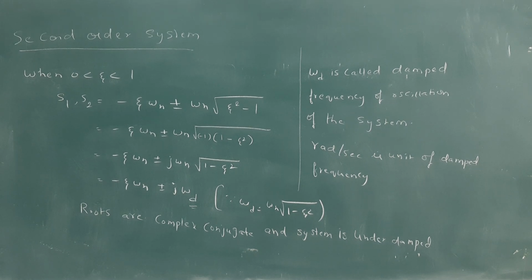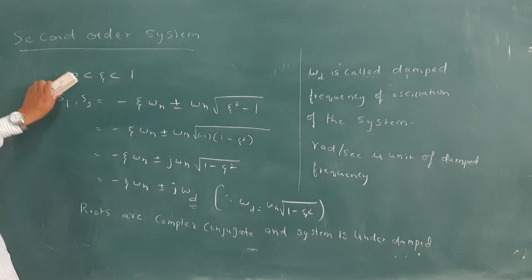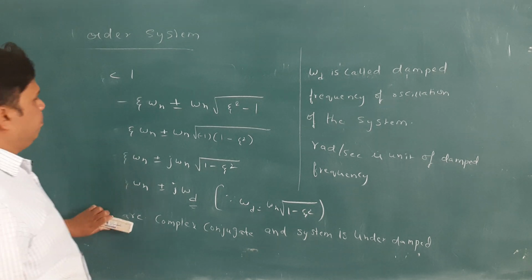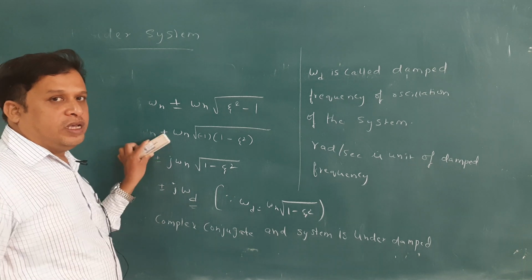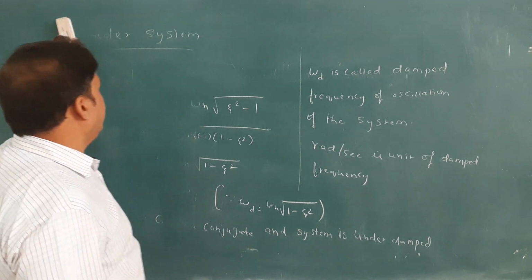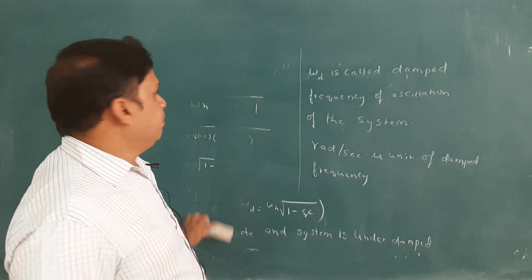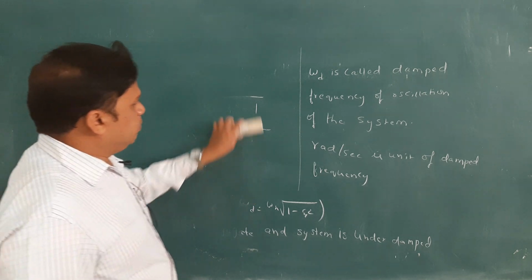So now we will see the response of the undamped second order system. We will treat case 1, case 2 and case 3 one by one, and for each case we will find out the response.